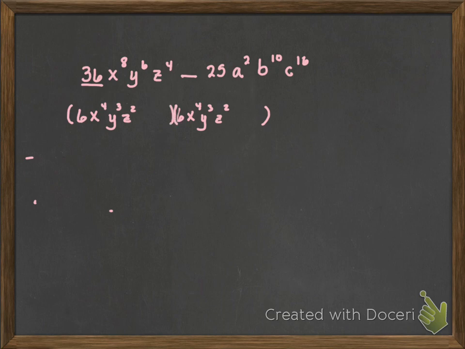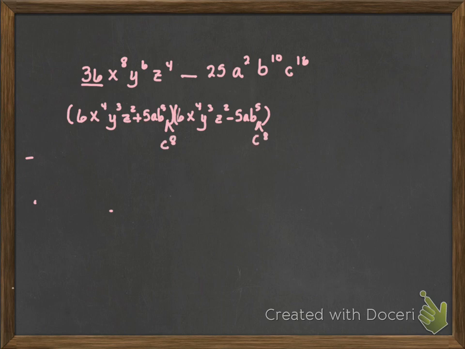Let's squish it in there. One sign is a plus. The other sign is a minus. The square root of 25 is 5. The square root of a squared: 2 divided by 2 is 1, so a to the 1st, or just a. For b to the 10th, 10 divided by 2 is 5, so I've got b to the 5th. I'm going to run out of room here, and I apologize. I'm going to have to squeeze in my last one. For c to the 16th, 16 divided by 2 is 8, so that's c to the 8th in each one of these.